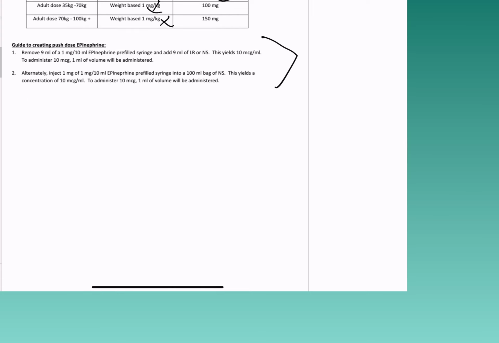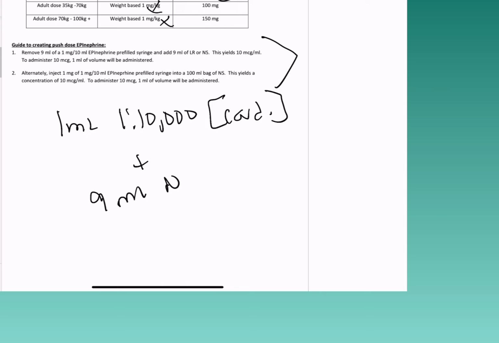And then down here is a little instruction on how to make push dose epi. The easiest way I know how to do it, and you may have your own way you prefer, is you take 1 milliliter of the 1 to 10,000 epi, so that's your so-called cardiac epi. And then you're going to add that to 9 milliliters of normal saline, and that'll give you a concentration of 10 micrograms per ml. And then when you use your push dose epi, you're going to give 2 to 3 milliliters per dose every 3 to 5 minutes or so.